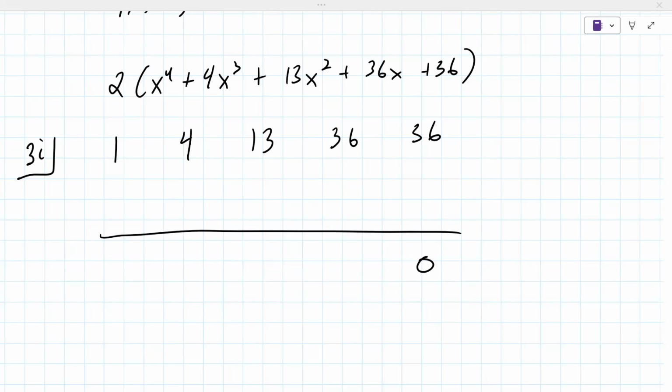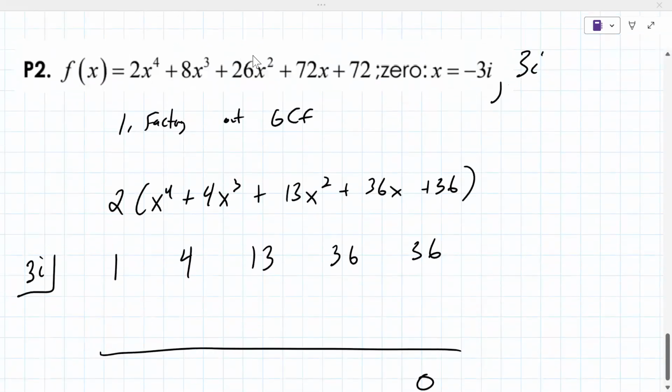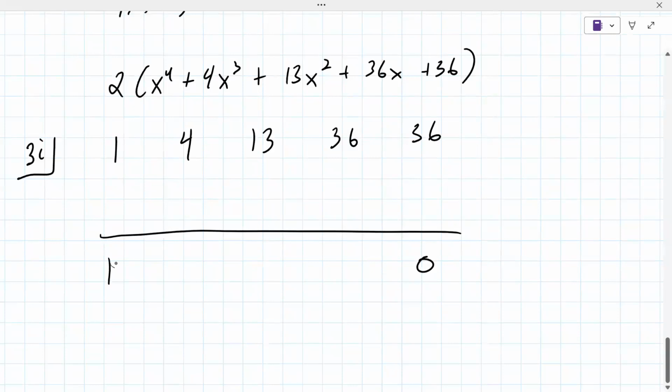I did not get 0 at the end. Maybe I made a mistake here. Let me just double check. Did I divide all these by 2? 1, 4, 13, 36, 36. Okay, so let's take a look here. 1, and then you've got 3i, so it's 4 plus 3i times 3i is 12i minus 9i squared becomes plus 9. And then you add, so you get 12i plus 22 times 3i is 36i. That's good.